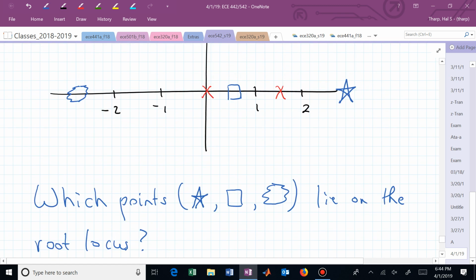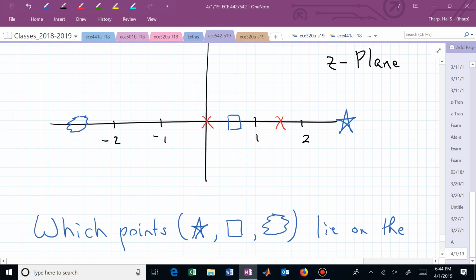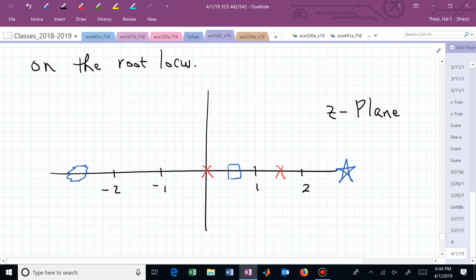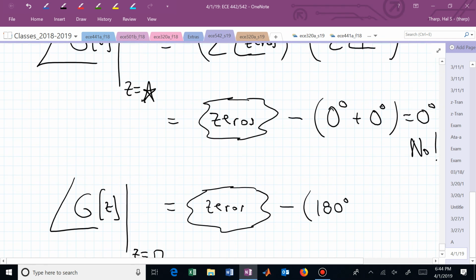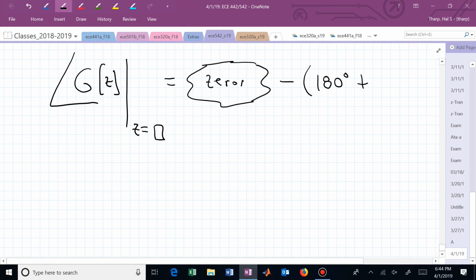What about now I move to the origin, the pole at z equal to 0, and I look at the box? What angle am I looking through? 0. Didn't have to break my back to do that one. But now what's the angle? Is that point on the root locus? Yes.